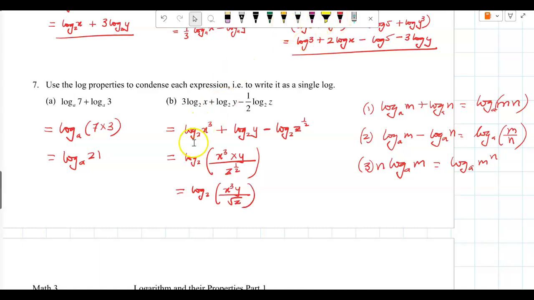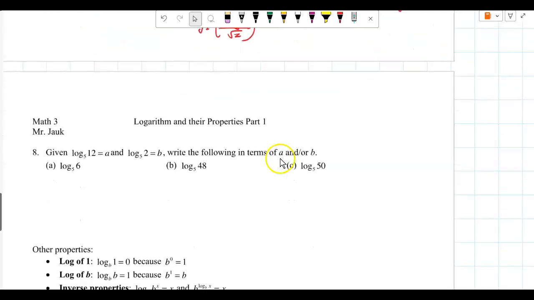Power rule is there. First you apply the power rule and get the powers on top. And then with the plus, the numbers get multiplied. If the logs are added, then the numbers get multiplied. If the logs are subtracted, then they get divided. Makes sense, yeah.